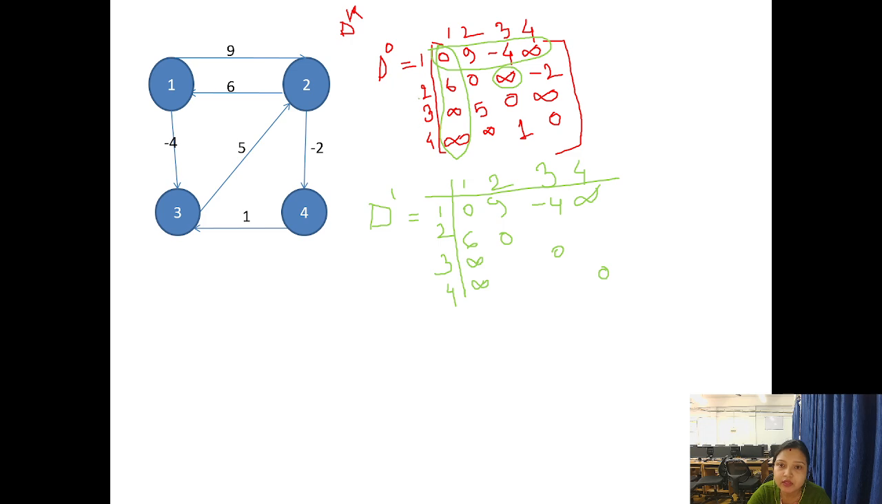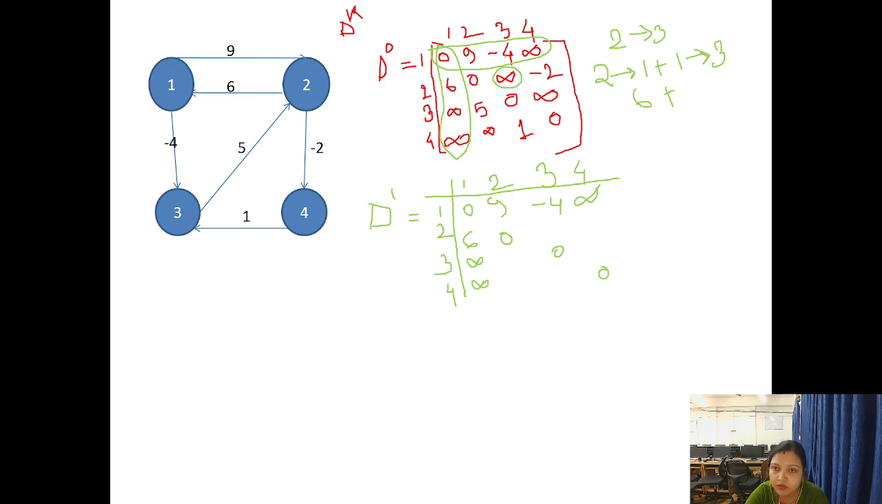Now if we consider node number 1 as the via node, then let's see what will be the result. Okay, so if we want to go from 2 to 3, how can we go? We can go from 2 to 1 plus 1 to 3. Okay, so we can go from 2 to 1 and again from 1 to 3. So what is the value of 2 to 1? That is 6.